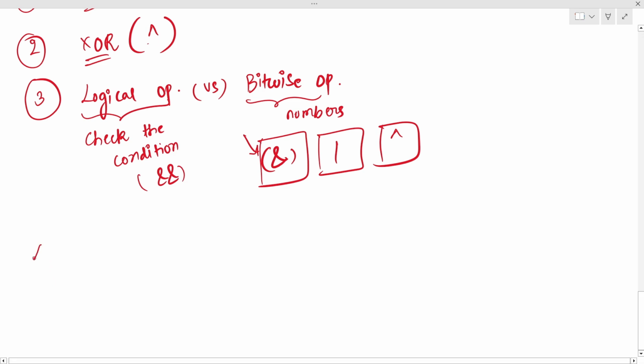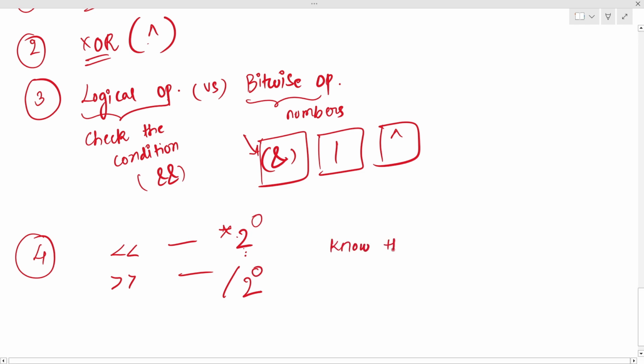And of course, one more most important thing is the left shift operator and right shift operator. You know what these are applied for? With left shift you can simply multiply the number by 2. Okay, with right shift you can divide the number by 2. But one thing is important: don't just multiply it by 2, but know the power. Now you might be wondering, what is the power? Simple, the power is how many times you are left shifting or right shifting.